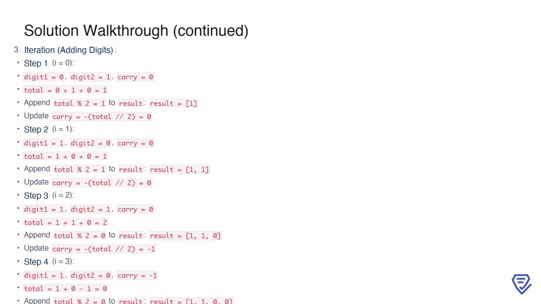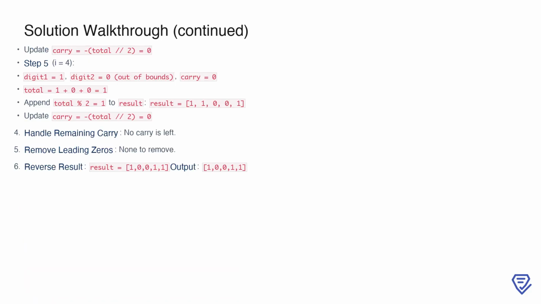At index 3, digit 1 equals 1, digit 2 equals 0, and carry equals -1. The total becomes total equals 1 plus 0 minus 1 equals 0. Appending 0 gives result equals 1, 1, 0, 0. Continuing with the iteration, at index 4, digit 1 equals 1 from ARR1, digit 2 is out of bounds in ARR2 so it defaults to 0, and carry equals 0. The total is total equals 1 plus 0 equals 1. Appending 1 gives result equals 1, 1, 0, 0, 1, and the carry remains 0.